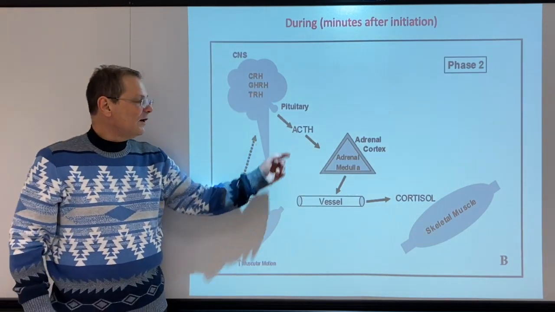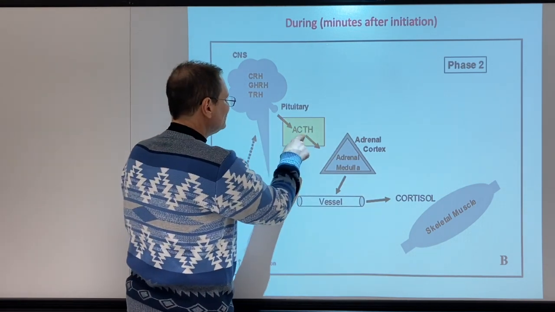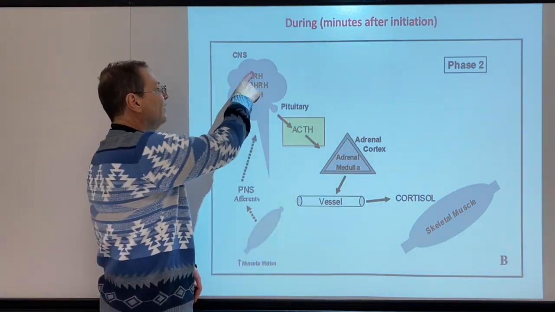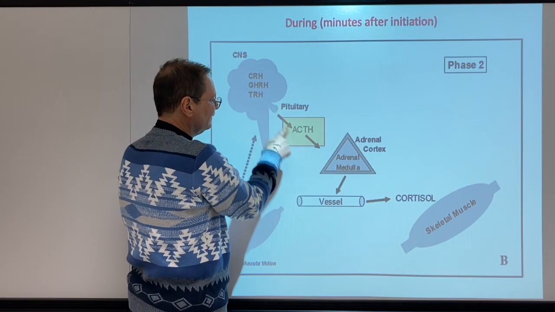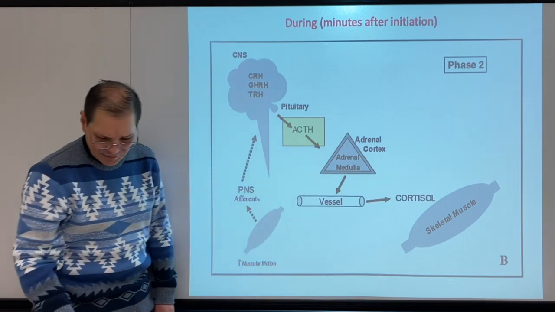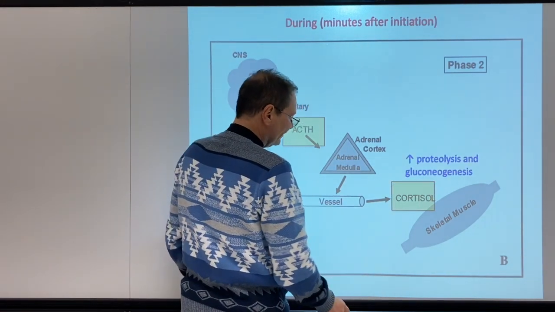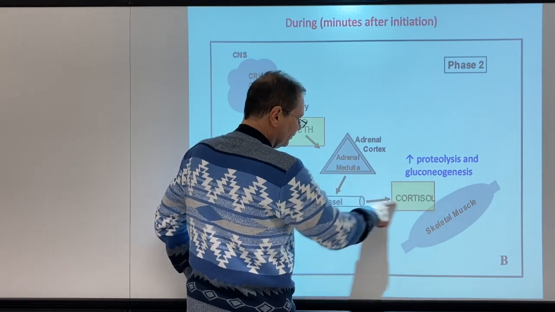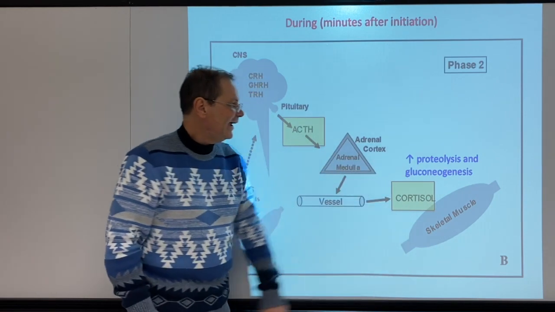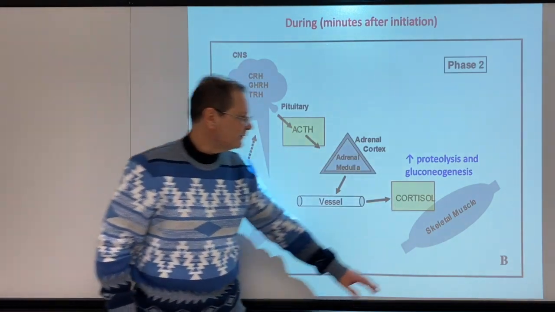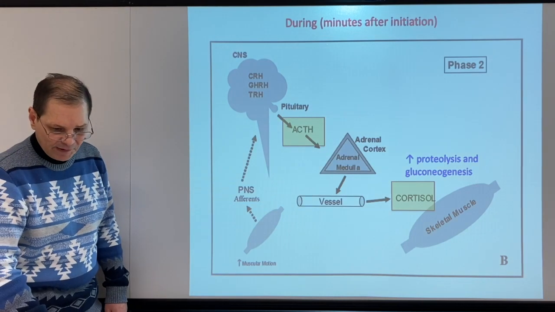Let's start with CRH. In response to that, you get an increase in ACTH from the pituitary. So the CRH comes from the hypothalamus down the portal system to the anterior pituitary, which releases ACTH. That goes to the adrenal medulla and causes the release of cortisol into the bloodstream, which increases proteolysis and gluconeogenesis to supply more substrate to your active skeletal muscle, okay?